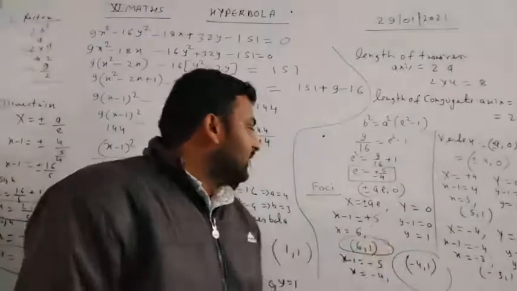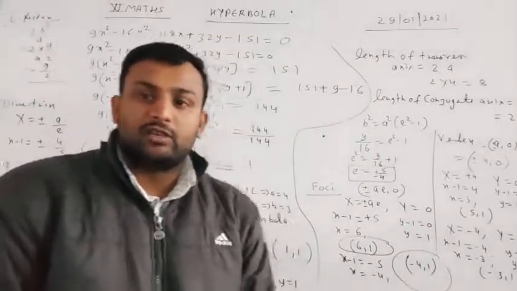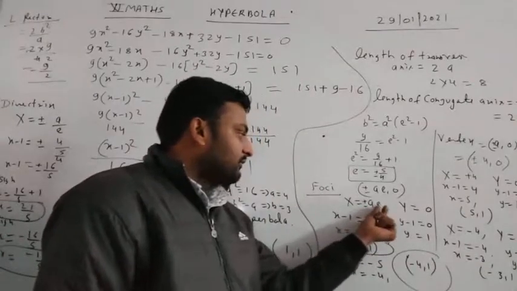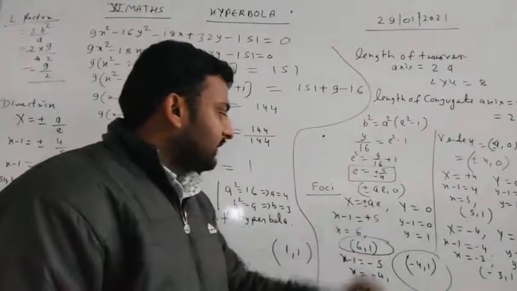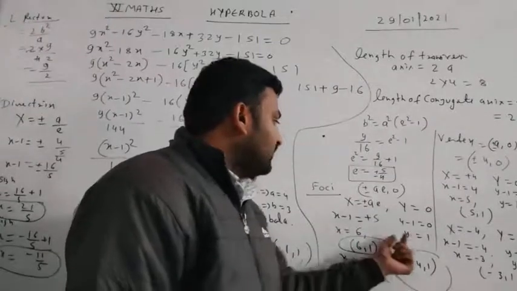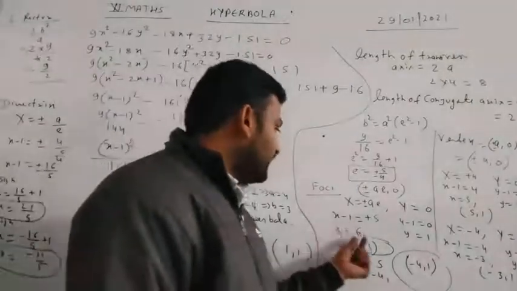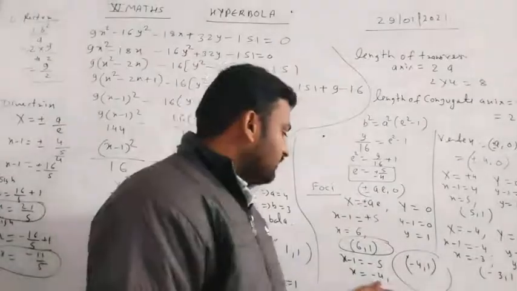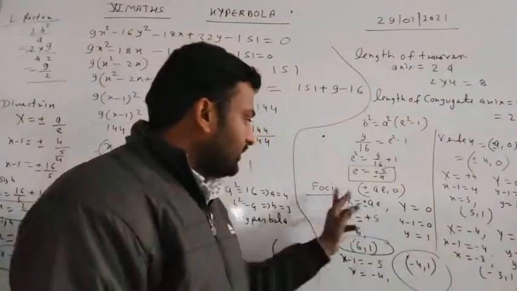Okay, students. Now, the formula of focus is plus minus ae, comma 0, where capital X is plus minus ae and Y is 0. So x minus 1 is 5 and y minus 1 is 0. So x is 6, y is 1, so the coordinate of the focus is (6, 1). When we take the negative sign, we get x is minus 4 and y is 1. So (minus 4, 1) and (6, 1) are our foci.